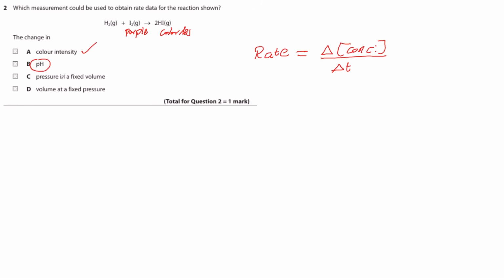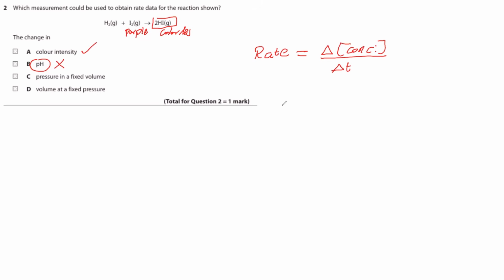pH value. pH value you can use, but the thing is here hydrogen iodide is a gas. pH we can easily find in aqueous solutions. Since it's not an aqueous solution, finding pH value for this reaction is not a practical thing. So we can't do it. Pressure in a fixed volume. But pressure for a gaseous reaction, yes, that's a good idea.